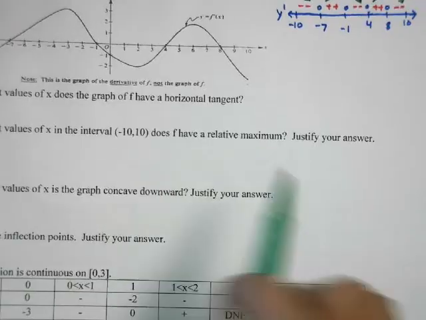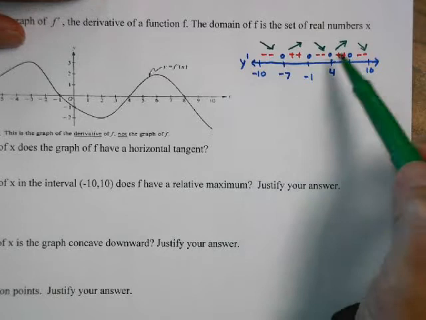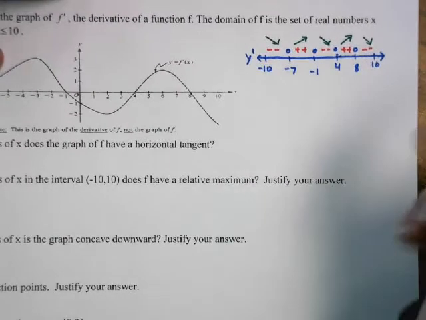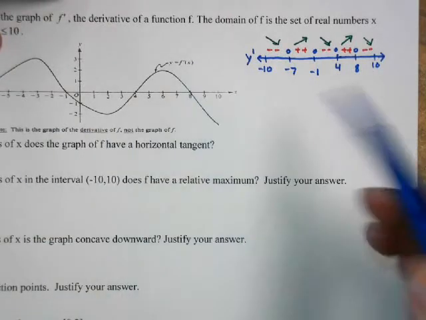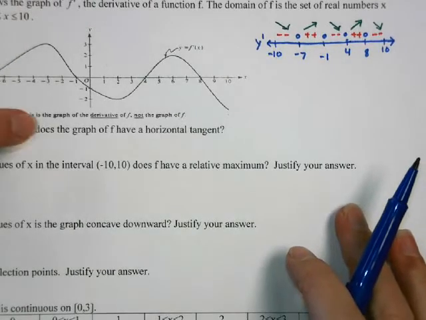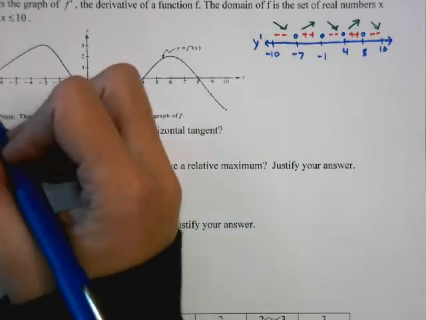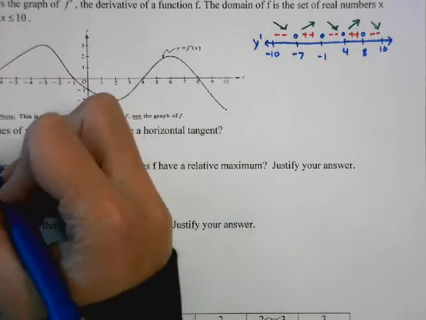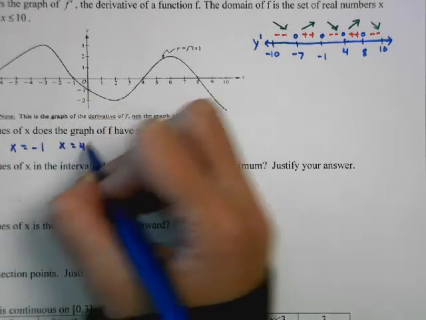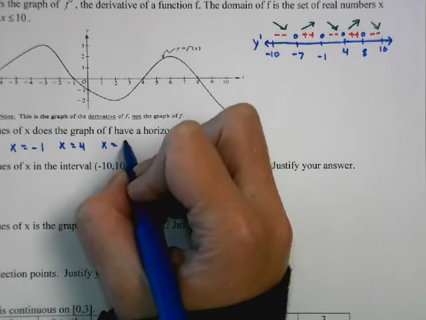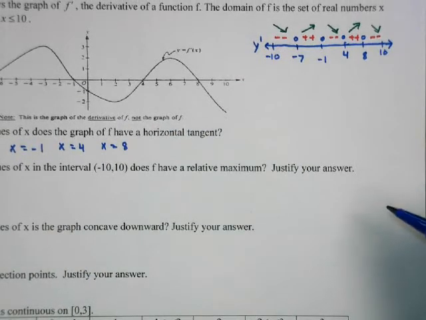So we can answer the questions not looking at this, but looking at the number line, because this has the information I need. And it's easier to interpret because we know what all of this is rather than looking at this graph. So where does it have horizontal tangents? Well, where the derivative is 0. So at x equals negative 7, x equals negative 1, x equals 4, x equals 8. It has horizontal tangents because the derivative is 0.